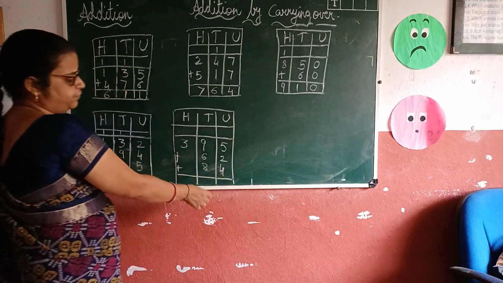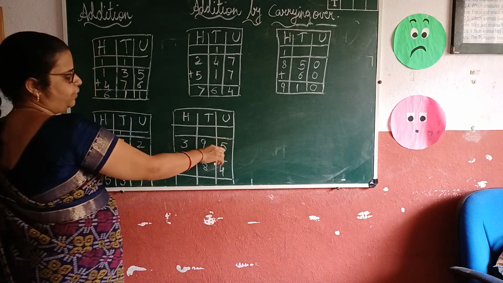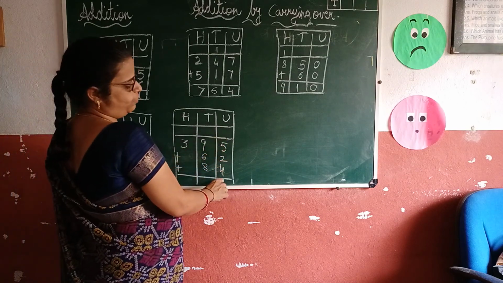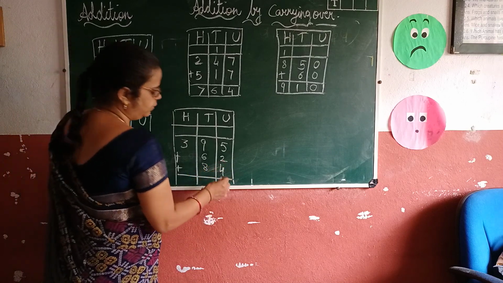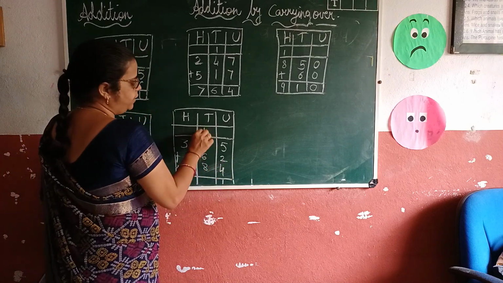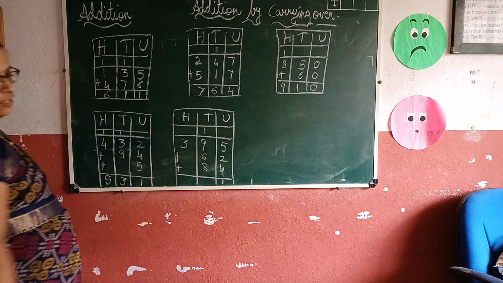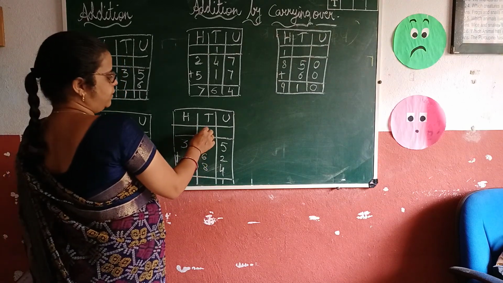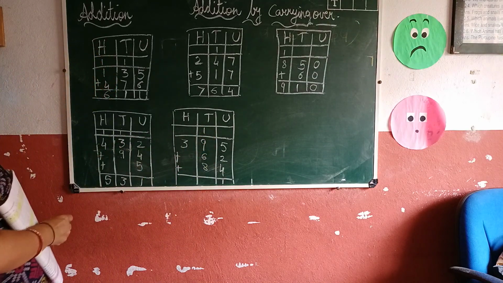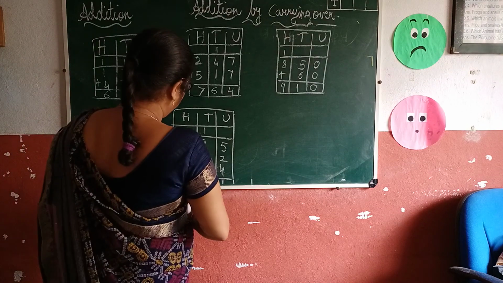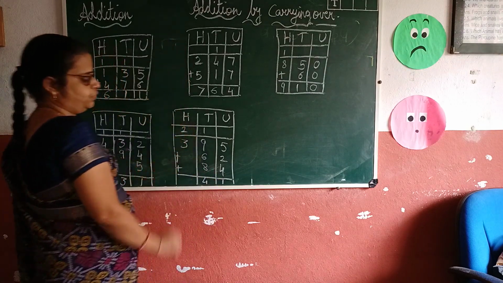So while adding, first from the units column we get 5 units plus 2 units plus 4 units. How many students? 11. So carry 1 here. 1 ten plus 9 tens plus 6 tens plus 8. How many? 9 plus 1 is 10. 10 plus 6 is 16. 16 plus 8 is 24. Carry 2.